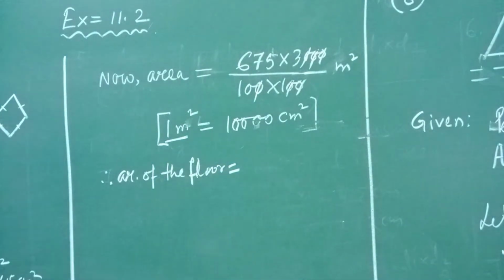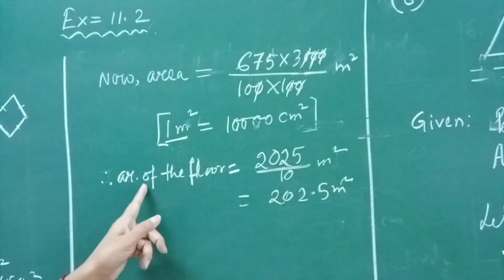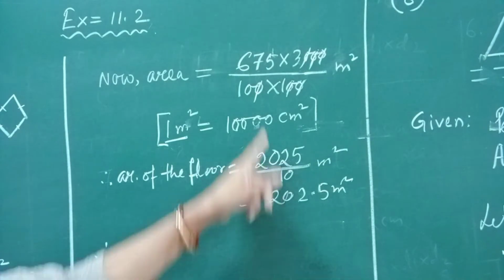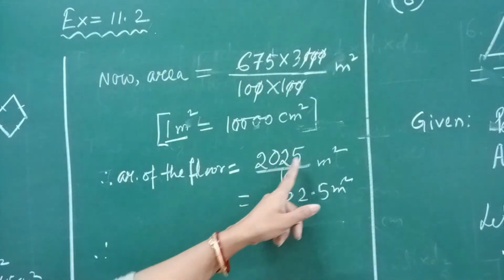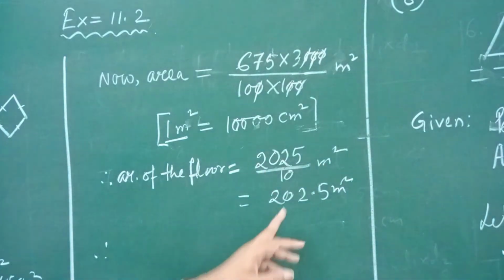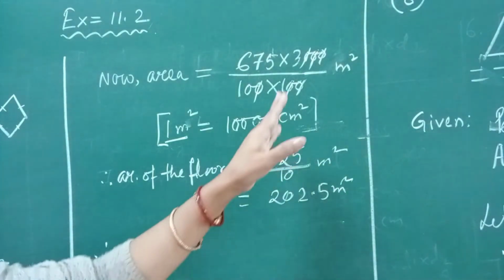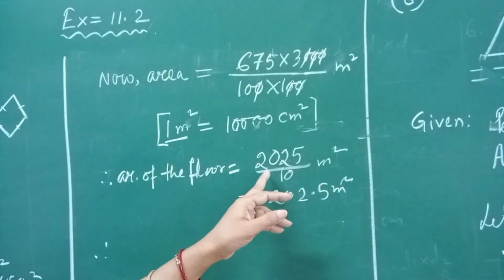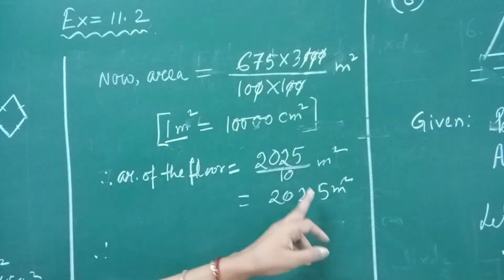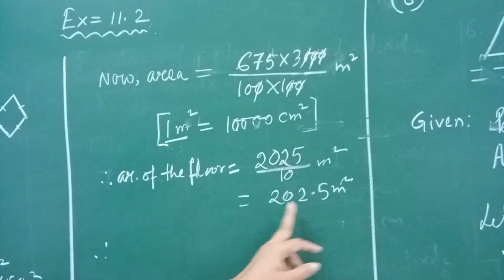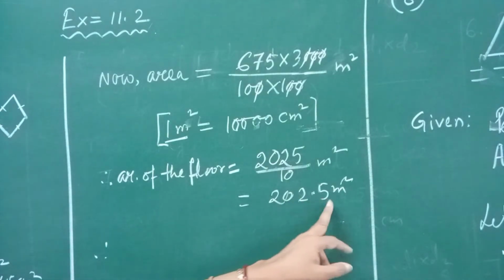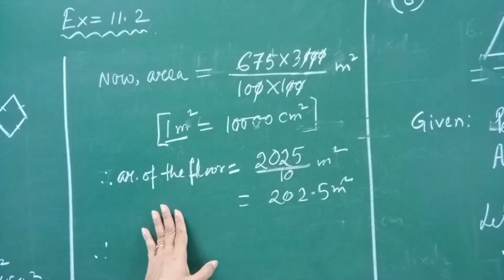equal to, so the area of the floor: you are multiplying 675 into 3, you are getting 2025. You can do this multiplication on the right side of your copy, in the rough work place. Now 10 was there, so for this 10, from the right-hand side, from one place the point will come. So 202.5 meter square is the area of the floor.